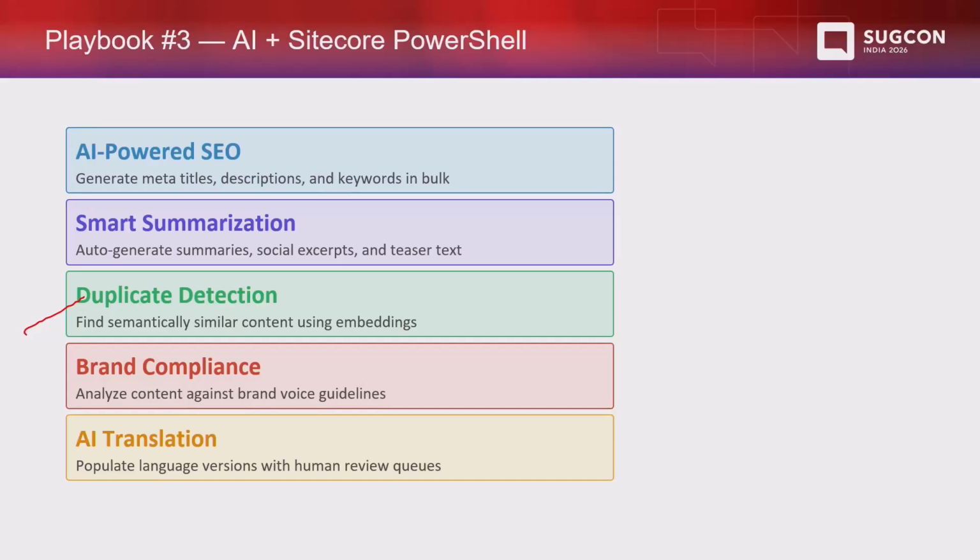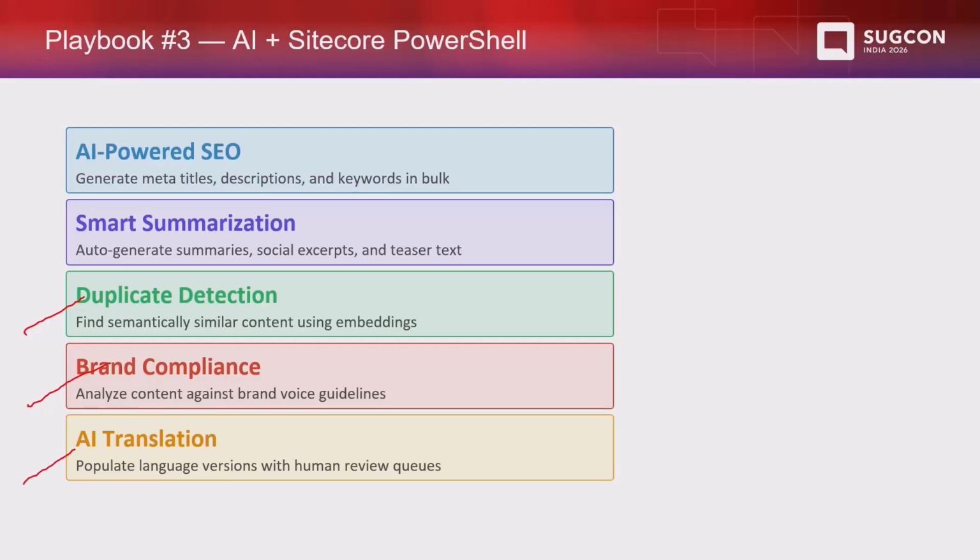So at that time, the duplicate detection items, you can easily do it by using the AI and with the help of the PowerShell. The brand compliance, so let's suppose you are creating multiple websites, and at that time your client is very specific about the branding guidelines, so that you can check it by using the PowerShell.